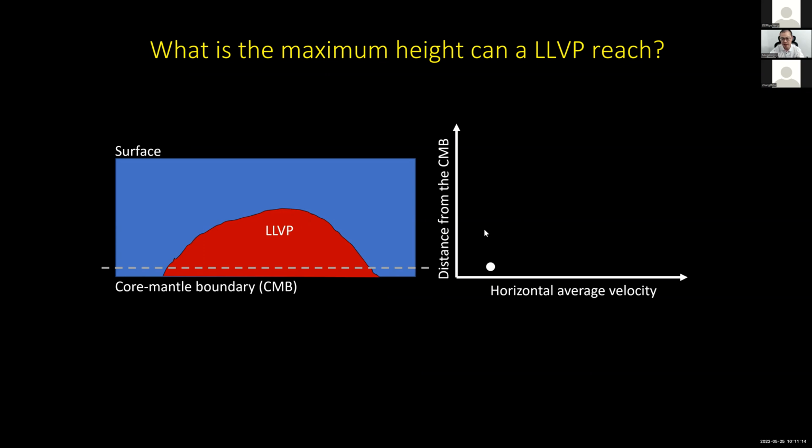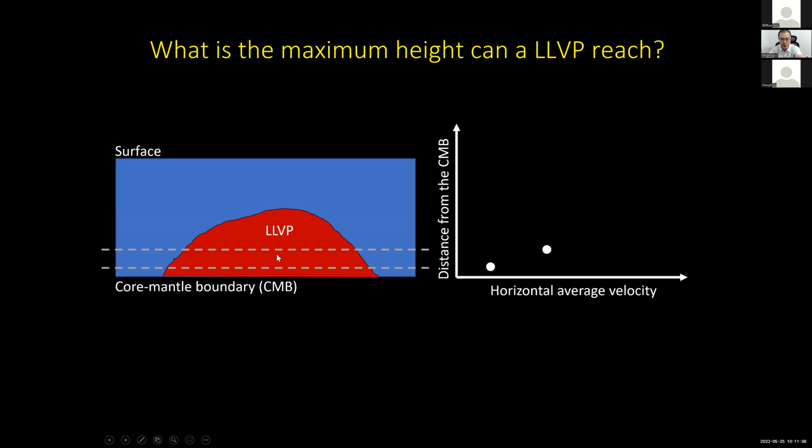Let's say this dot is one value, at this distance away from the core mantle boundary, and the horizontal average is this point. There are no numbers, don't worry about the numbers. It's just a cartoon concept model. Then I calculate the average seismic velocity at shallower depths.